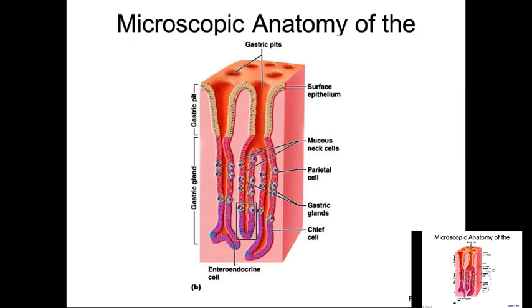Here are the mucus cells. The mucus cells are stimulated by the prostaglandins. Prostaglandins tell these mucus cells to produce mucus, and it lines the stomach. It protects it against all the acid. Okay?